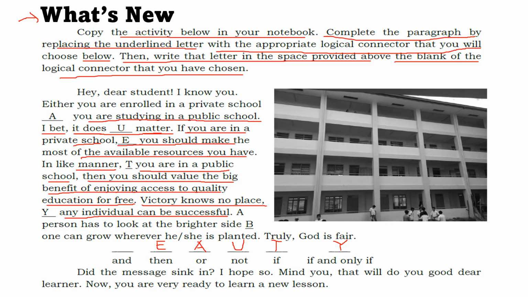For the last sentence: a person has to look at the brighter side, B, one can grow wherever he or she is planted. Where can we put this B? We can put this B here, no? A person has to look at the brighter side, and one can grow wherever he or she is planted. Truly a God is spare. So we can provide now a word which is beauty.